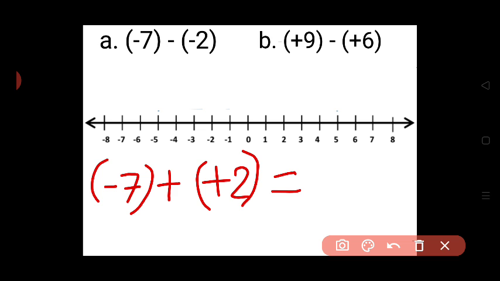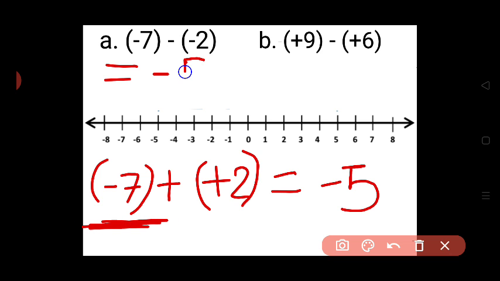So minus 7 plus 2 will be minus 5. Why is it minus 5? Because minus 7 is greater than plus 2. So answer is minus 5. We have to represent minus 5 on the number line. So how do we represent?